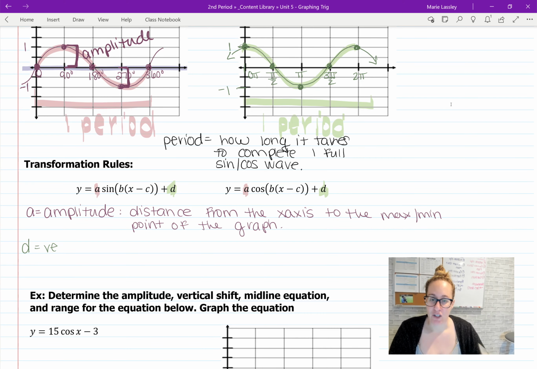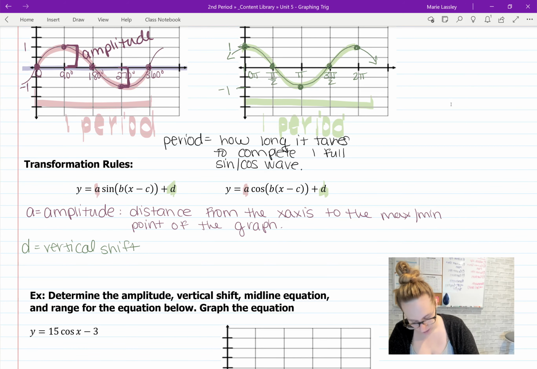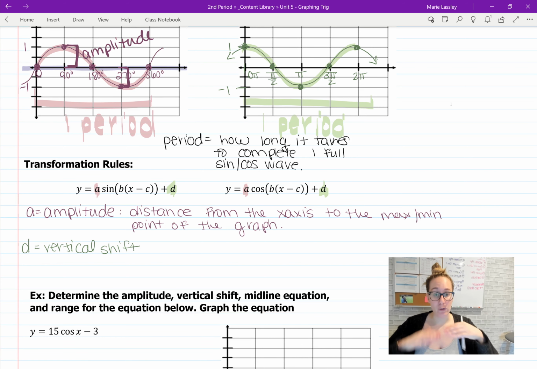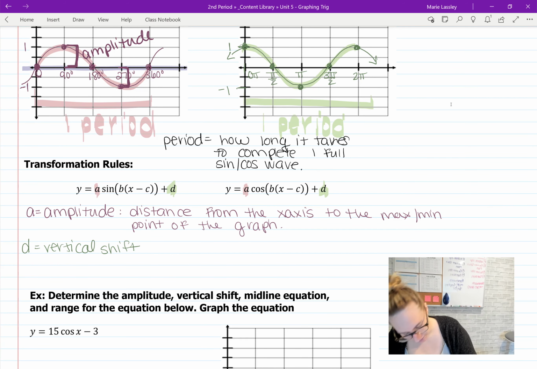All right, so it moves our whole graph up and down by the same amount. Now, another important part about this vertical shift, or this d value, is that it moves that x-axis line up and down. We call this the midline. So the midline is the center of the graph.